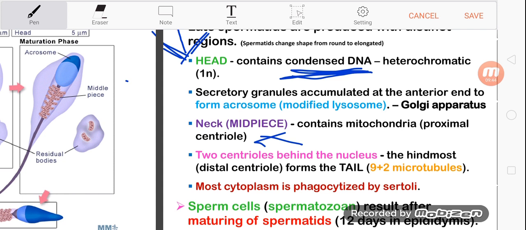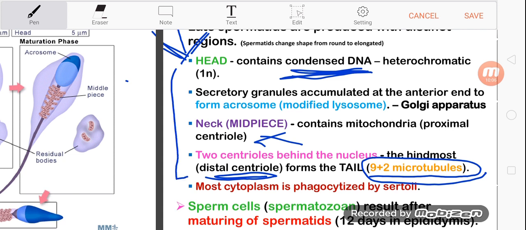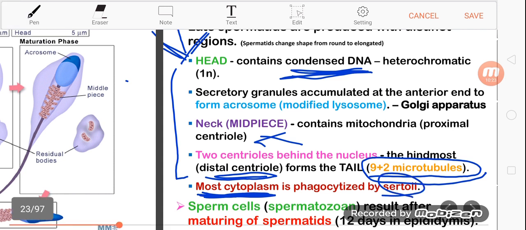This distal centriole will form the tail, with the basic 9 plus 2 microtubules of the flagellum. Okay, and then when these finish up, the unnecessary cytoplasm or the residual cytoplasm will be discarded by the Sertoli cells.